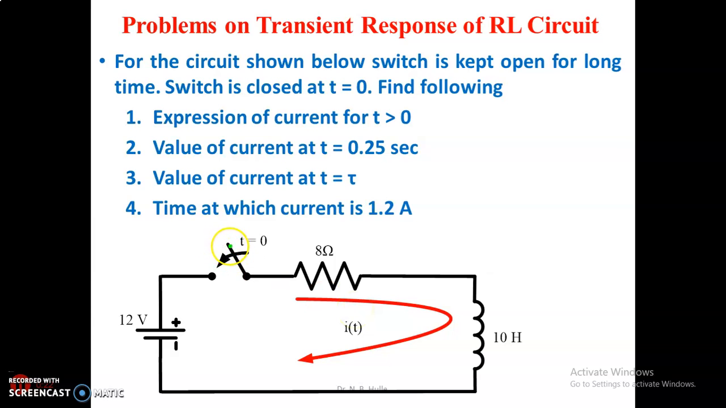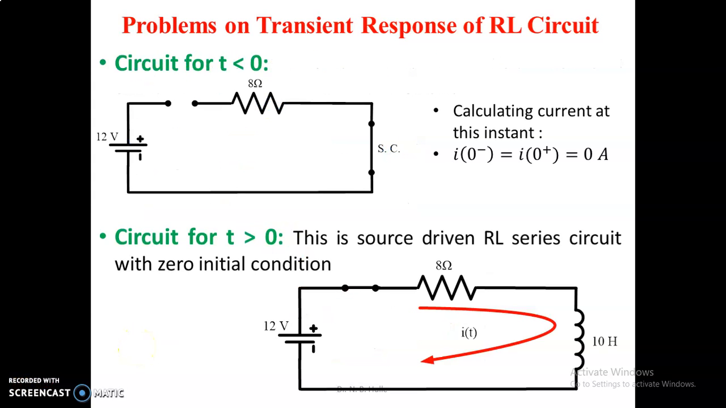Here, this switch was initially open and the circuit was in the stable state, that is in the steady state or in the final state. In that case, we will do the circuit analysis for t less than 0, and similarly for t greater than 0, and we will try to find out all these values.